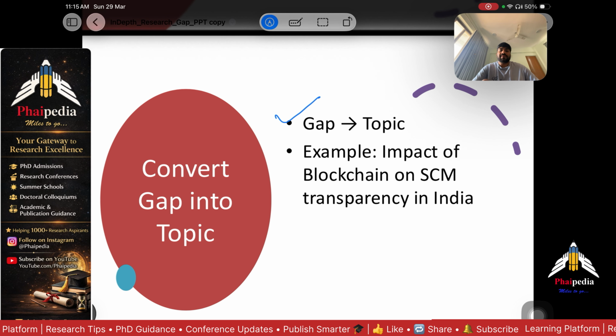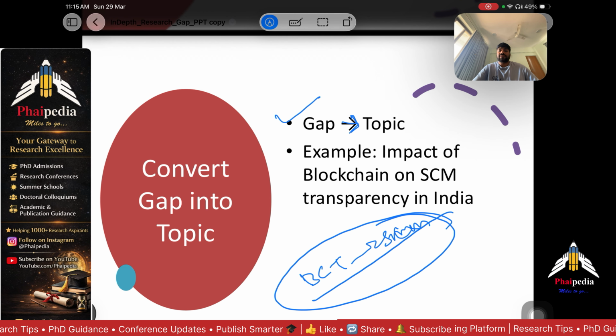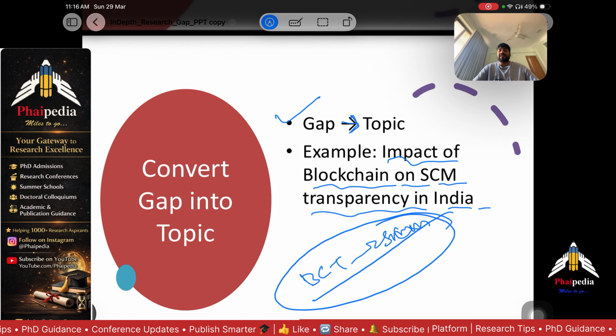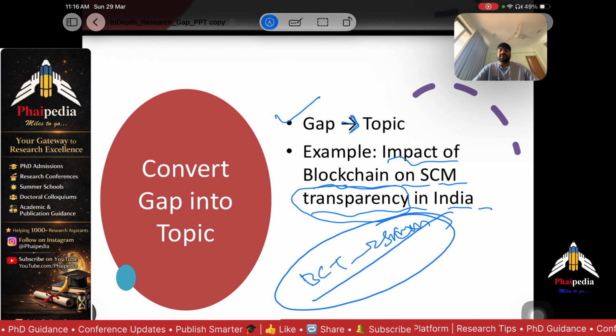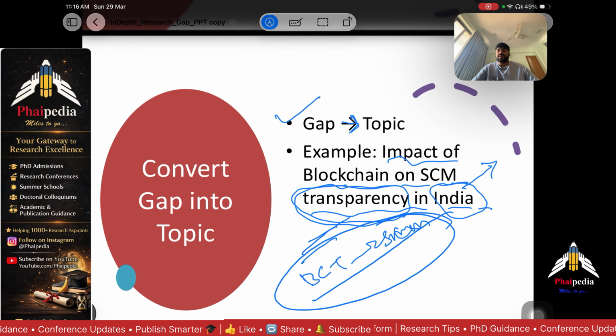Now, convert the gap into a topic. You find the gap, then search for a topic related to that gap. For example, firstly we were talking about blockchain technology in supply chain management. Now after this we have found the impact of blockchain on supply chain management, transparency in India. The word transparency we can find from the literature only. And region-wise, other studies are on other countries, but we are specific to India, because we will consider firms which are Indian.